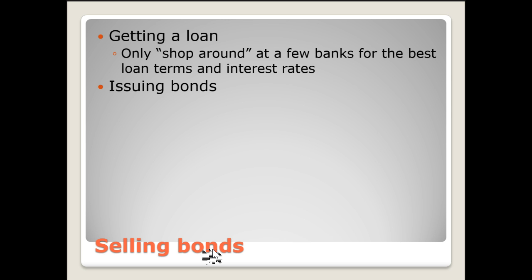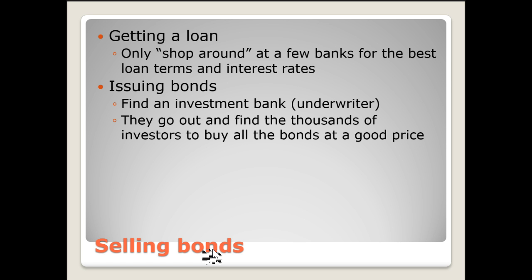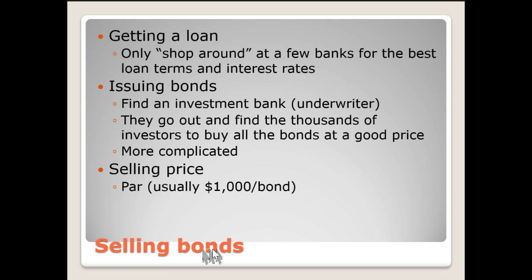Now, how does a company sell bonds? Unlike getting a loan, where a company would shop around for a bank that wants to lend and find the best interest rate, when they issue bonds, it's far more complicated. A company needs to find an investment bank to underwrite the bonds. Then that bank goes out and finds thousands of investors who want to buy all those bonds at a good price. So we would generally say this is a more complicated procedure. It does usually result in the company's ability to get more money, but it is a lot more work.